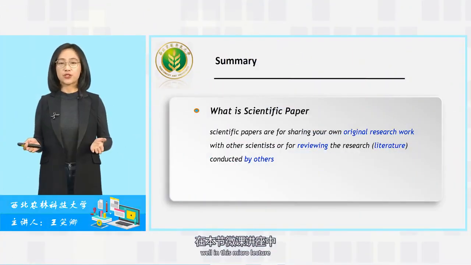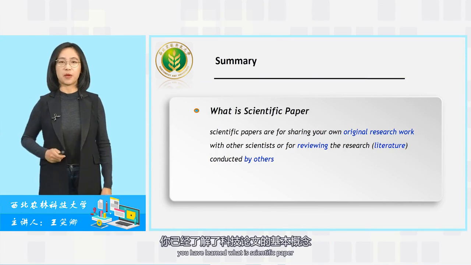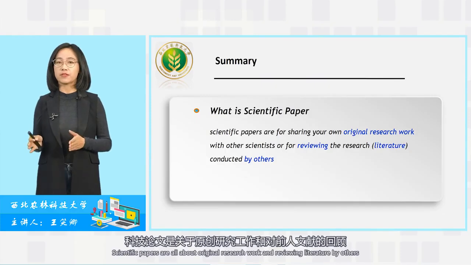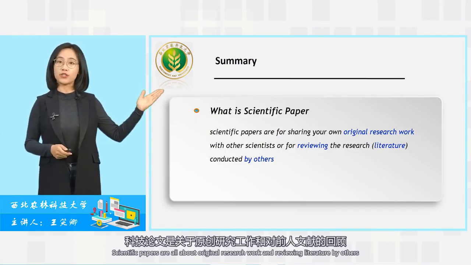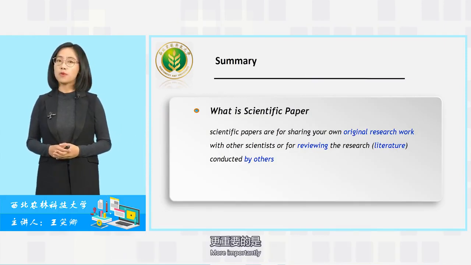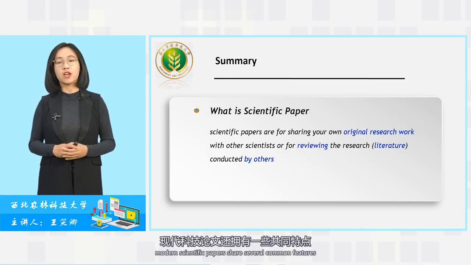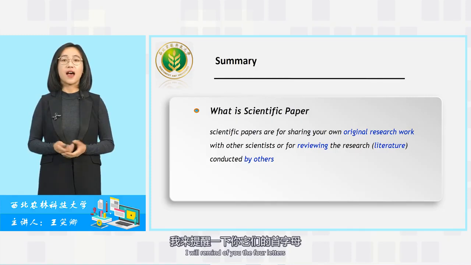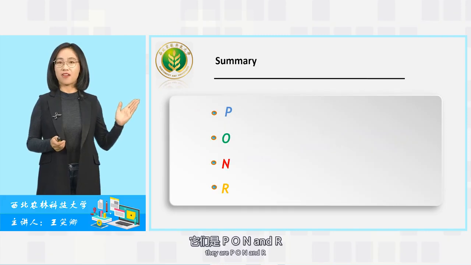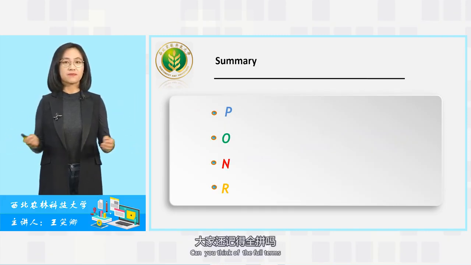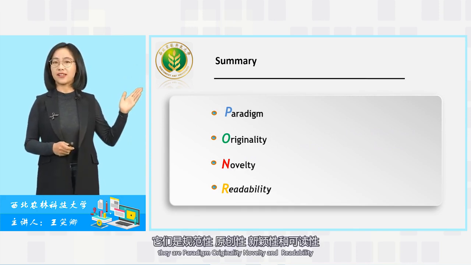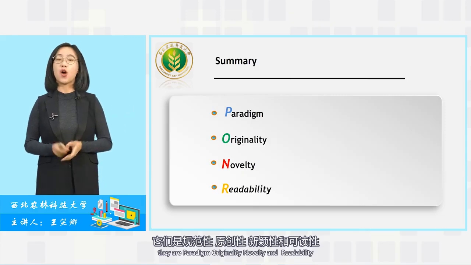Well, in this micro-lecture, you have learned what scientific papers are. Keep in mind the key words for the definition. Scientific papers are all about presenting original research work and reviewing literature by others. More importantly, modern scientific papers share several common features. I will remind you of the 4 letters. They are P, O, N, and R. Can you think of the full terms? Yes, they are paradigm, originality, novelty, and readability.